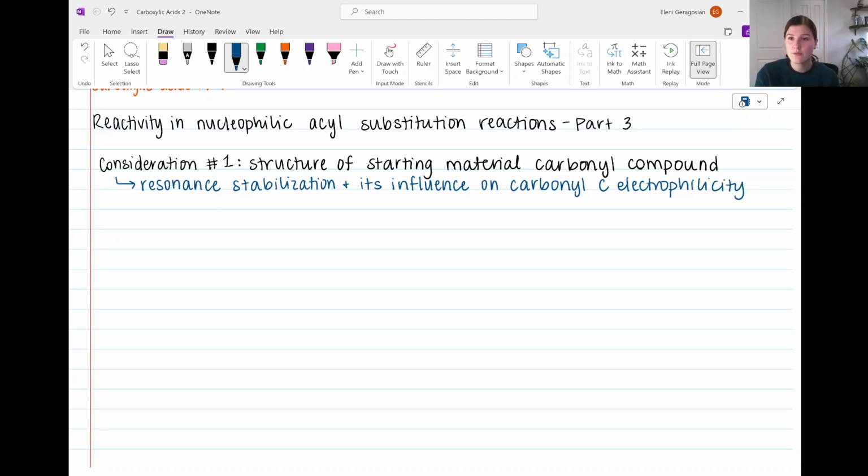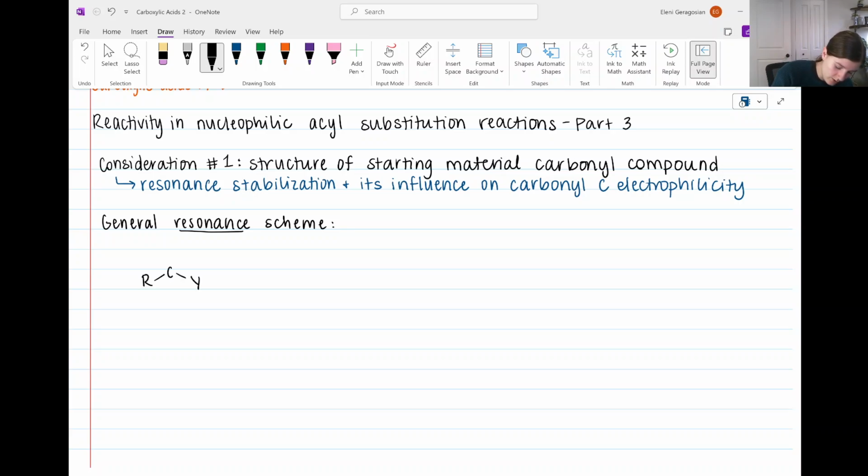Now, the more electrophilic the carbonyl carbon, the more reactive that molecule is for nucleophilic addition. So we'll consider how resonance can impact the carbonyl carbon's electrophilicity. So let's do our general resonance scheme. So if we think about our general starting material, we'll still use that Y.